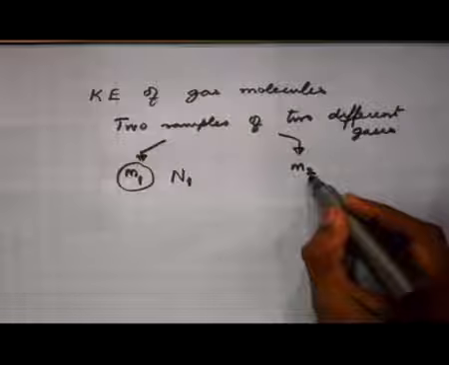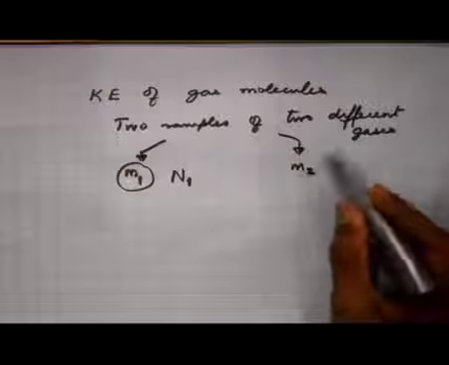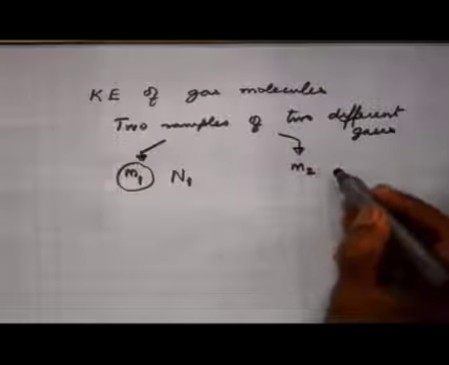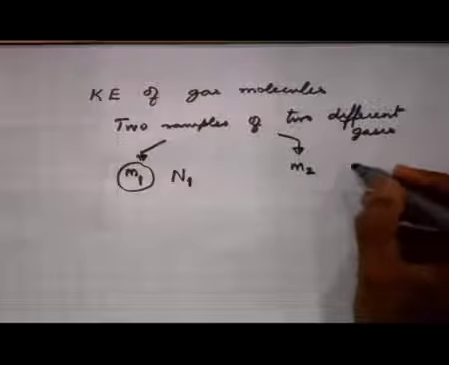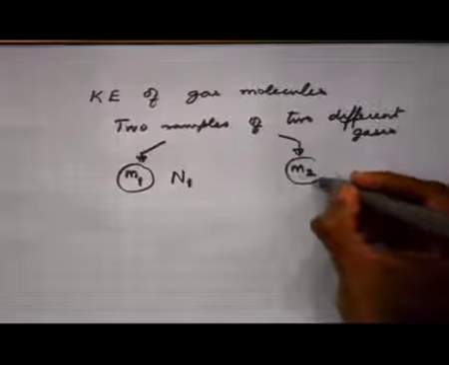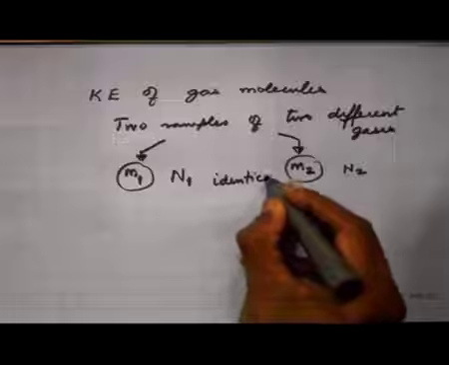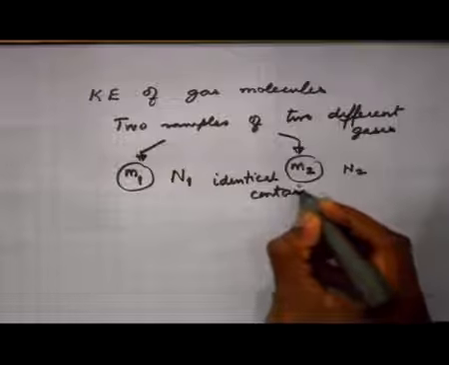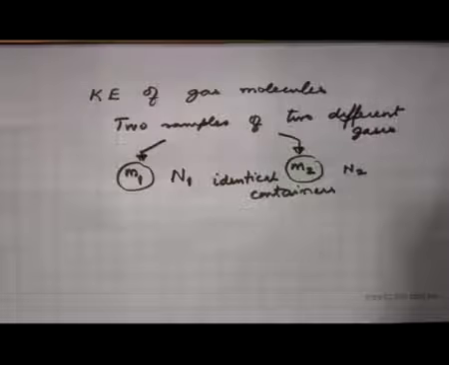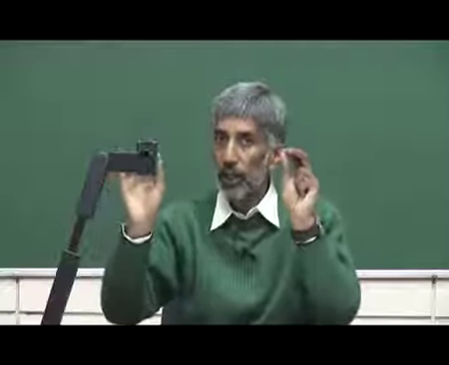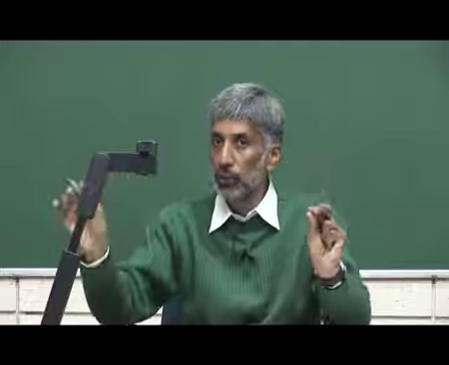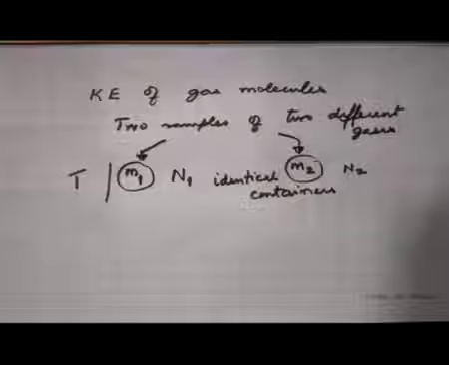And what we do with the second one is we put this gas in an identical size container with the same number of molecules. So, identical containers, so the volume is the same, the masses are different, but we have ensured that the number of molecules in the two are the same. And we also ensure that they are both at the same temperature.